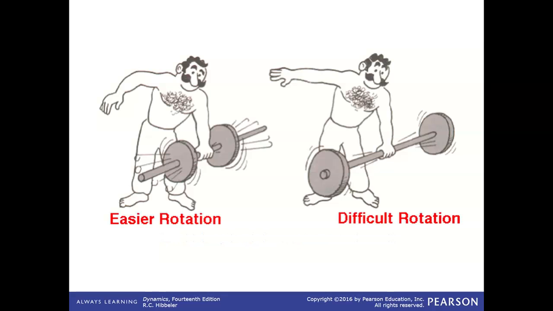And the correct answer is, it's easy to rotate in the left case and difficult to rotate in the right case, because in the right case the moment of inertia is high. In the previous slide we saw the equation for moment of inertia is r square dm. So the farther the distance from the center of mass, the higher the moment of inertia.